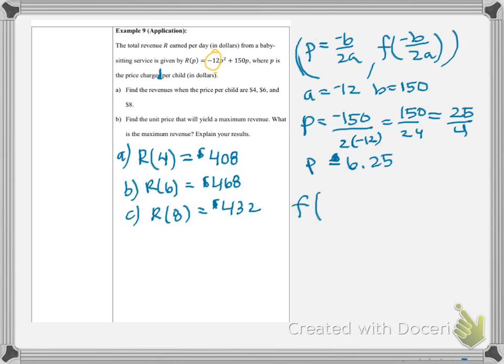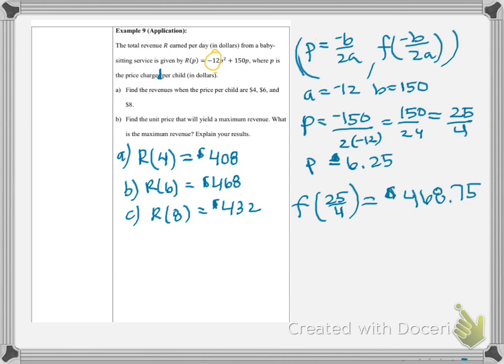Well, f of, I'm going to put in the 25 fourths. And again, pause and see if you get the same answer. And I believe you should get $468.75. Okay.